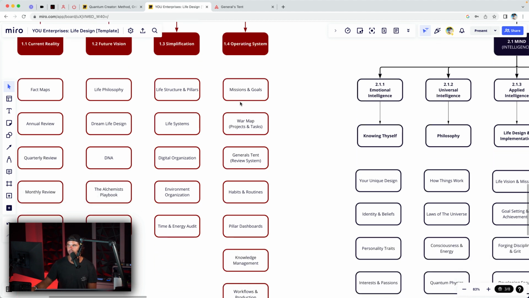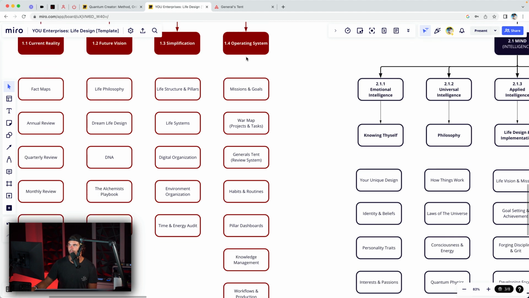Then your operating system. The operating system is understanding what your missions and goals are. Otherwise, you can't build an operating system. And your missions and goals are going to be derived from your future vision. And then you're building a General's Tent and a war map to show up and build a way of operating for everyday life.